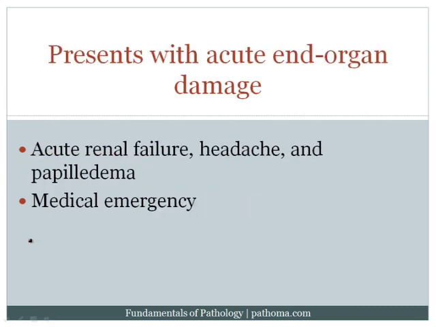Patients with malignant hypertension are going to present with acute end organ damage, classically with acute renal failure, headache, and papilledema, and of course this is a medical emergency. Now remember that patients who have severe hypertension can develop fibrinoid necrosis of the blood vessel wall, and we talked about that in Chapter 1. So that concludes our discussion on hypertension.